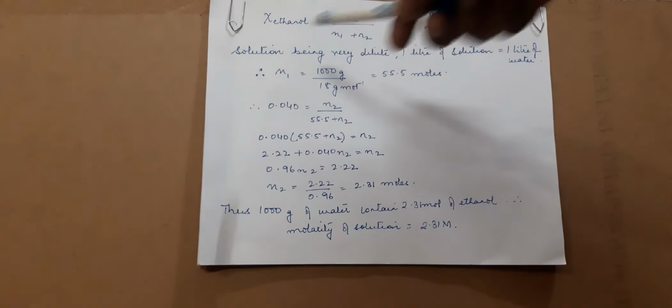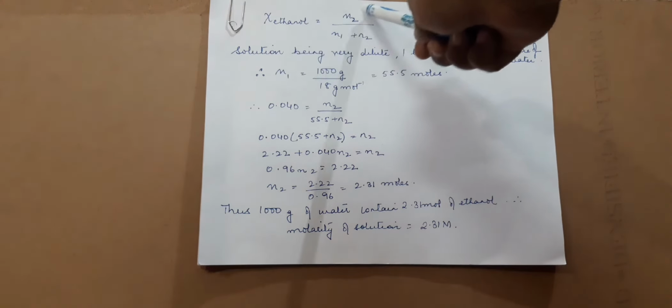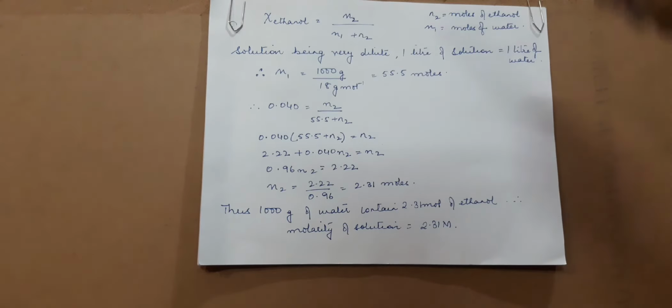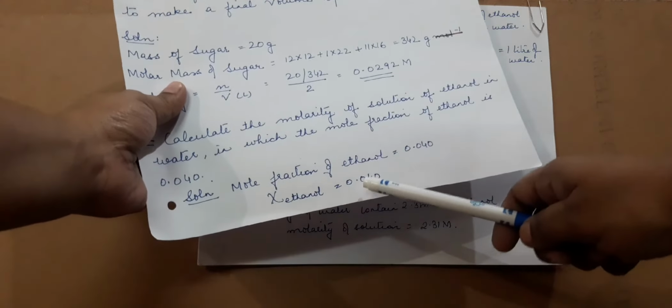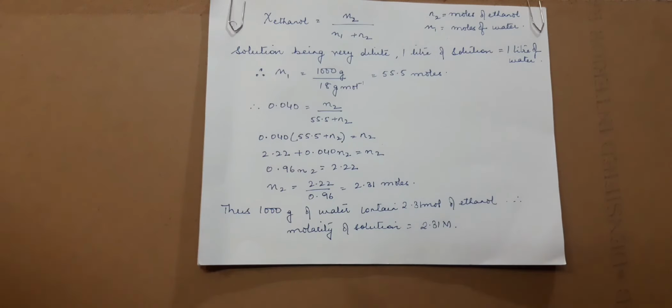Okay, so the mole fraction of ethanol is N2 by N1 plus N2. Now in that solution, what was given in the question? The question said that the mole fraction of ethanol is 0.040. Now 0.040 is a very, very small amount in comparison to 1 liter of the solution.